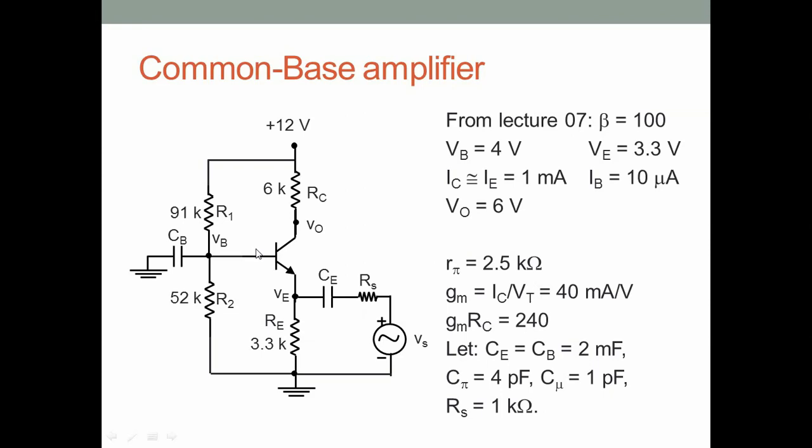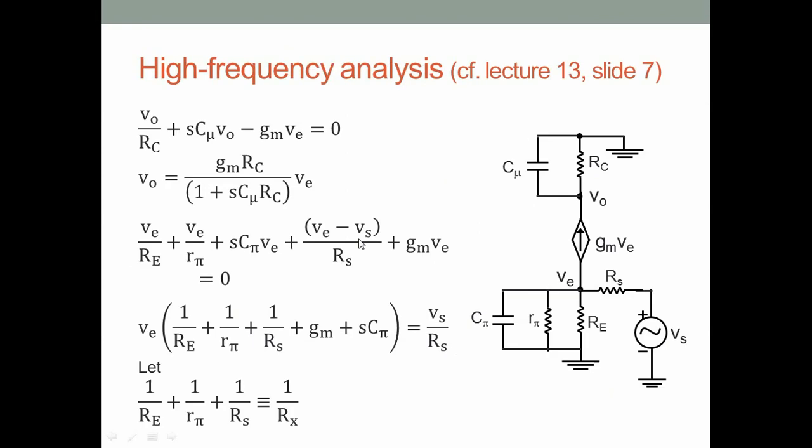So you recall from the discussion on the common base amplifier that this CB is connected to reduce the resistance looking into this node, and the overall gain increases. I forget which lecture number this was, anyway look it up. Okay, so this is a circuit we'll analyze for low frequency and high frequency now. So we'll start with the high frequency analysis.